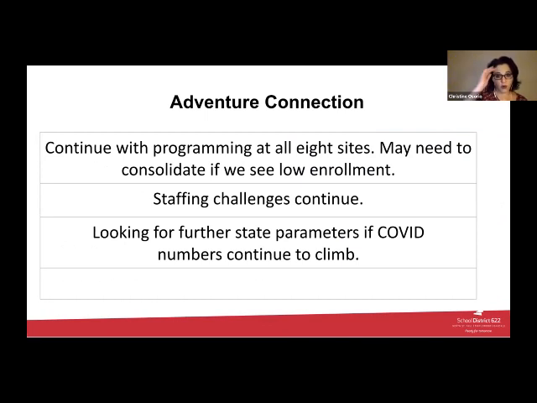Adventure Connection, we're trying to continue with programming. That's our school-age childcare. We are looking at possibly consolidating to some sites if we see low enrollment. Staffing challenges continue. We have people getting COVID or getting quarantined because of COVID. And so we have to periodically shut down a program for a little bit till we can get staffing back up in place, but we're monitoring that as well.